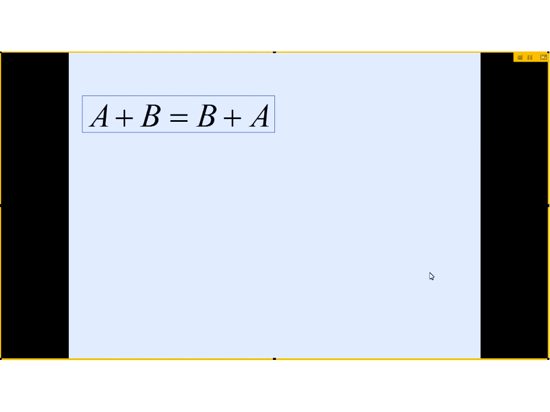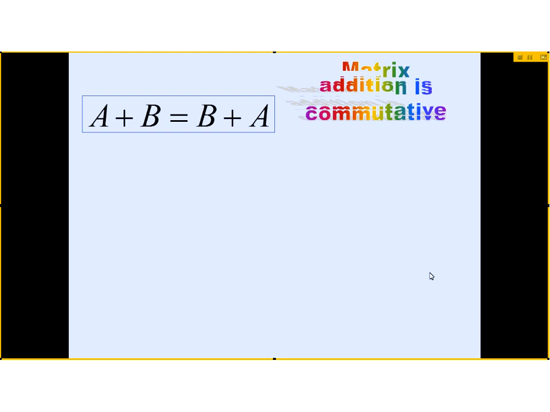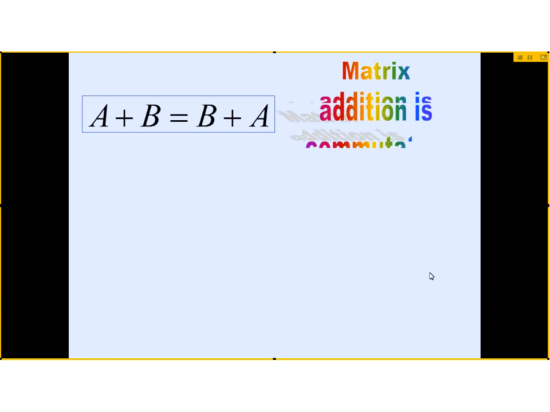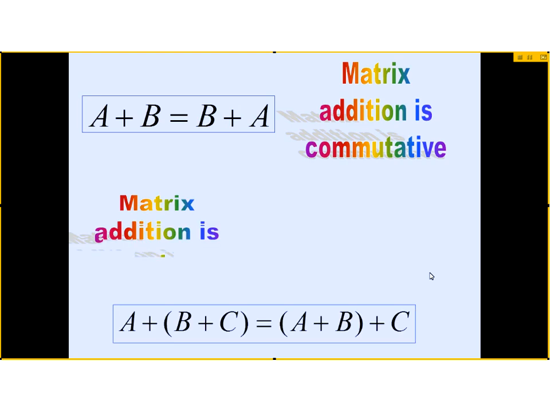Now we move further. There are laws of matrices. The first law is called the commutative law. The meaning is that A plus B is equal to B plus A. Matrix addition is commutative. This law is called the commutative law.